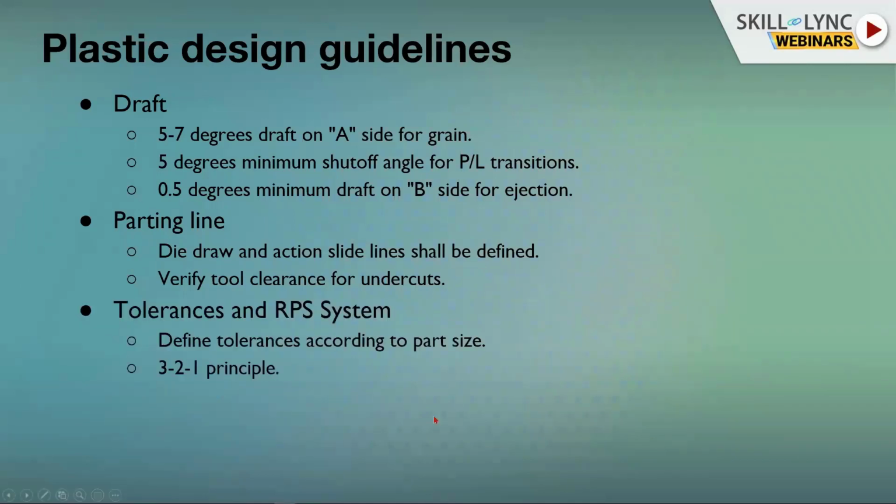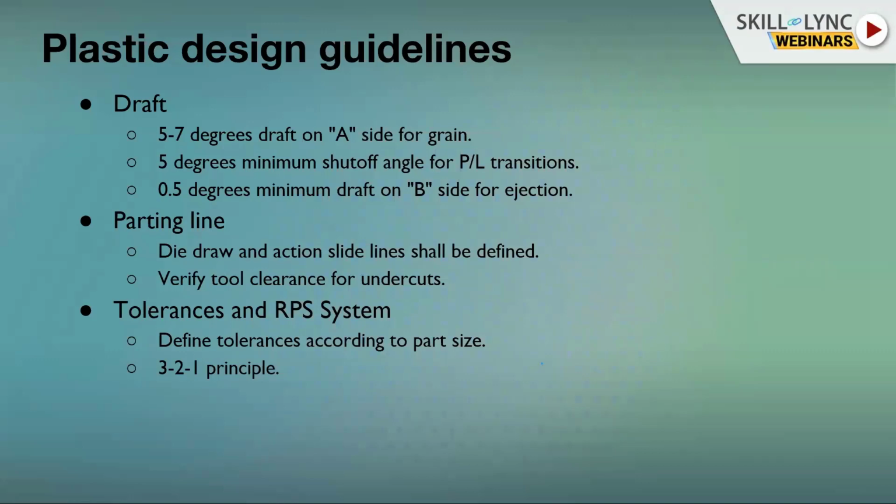And next we got tolerances and RPS system. There'll be standard or defined tolerances according to the part size. Bigger the part size, the tolerance value increases, right? For example, if the part is 100 millimeters, then the tolerance will be, for example, 0.1 millimeters. And if it is increased to 200 millimeters, then the tolerance will increase to accommodate the particular size of a plastic part. And then most important is the 3-2-1 principle.